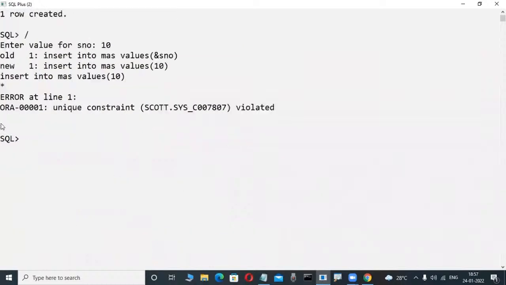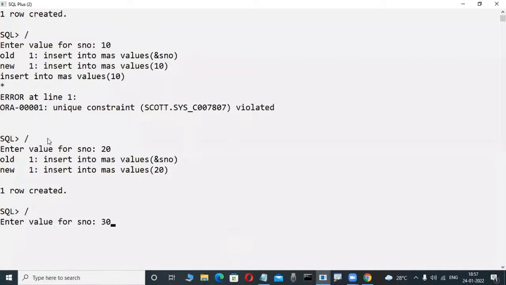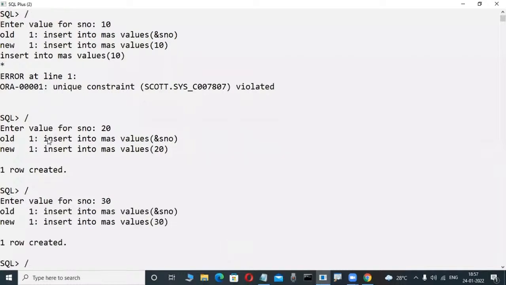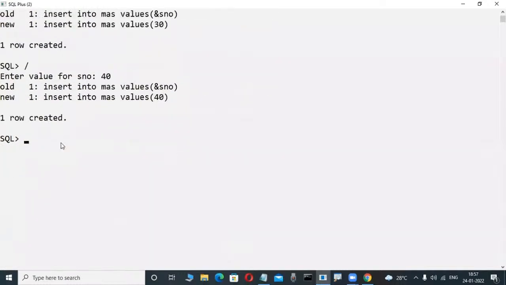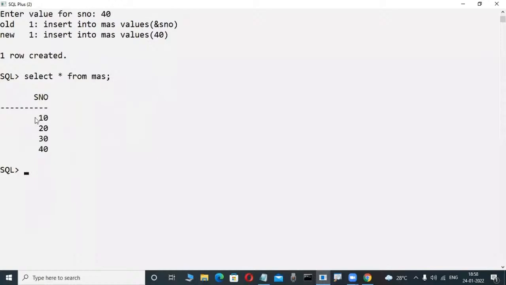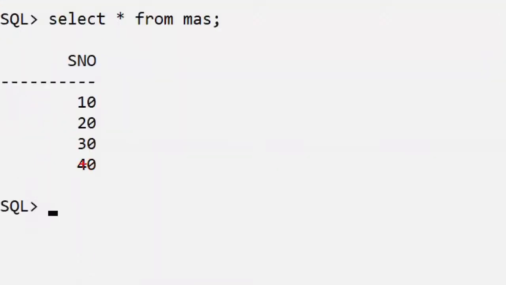Duplicate not possible, error. So 10 one time, 20 one time, 30 one time, and then 1, 2, 3 also. Observe here. That's why I'm telling you this is a master table. SELECT * FROM master, like this. Observe here, 10, 20, 30, 40 are there or not?